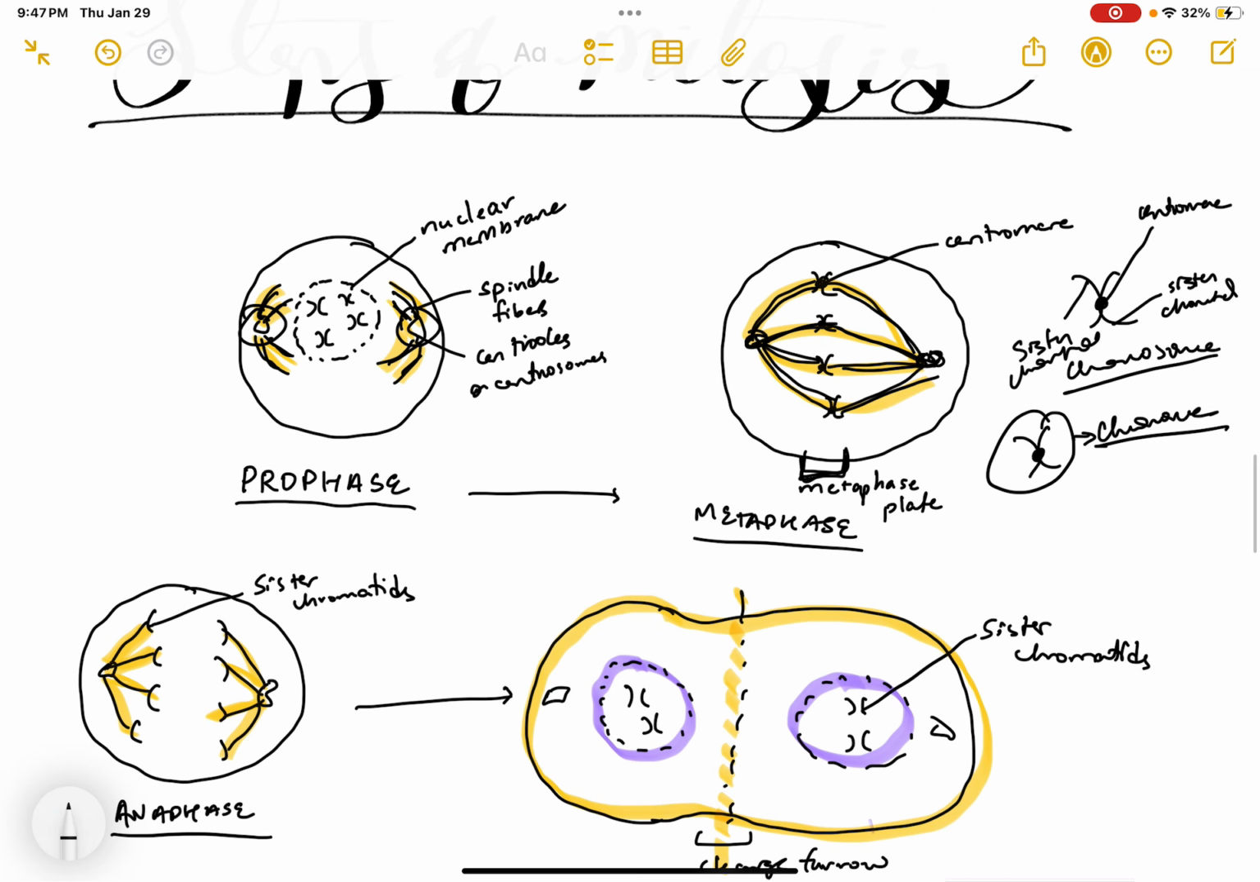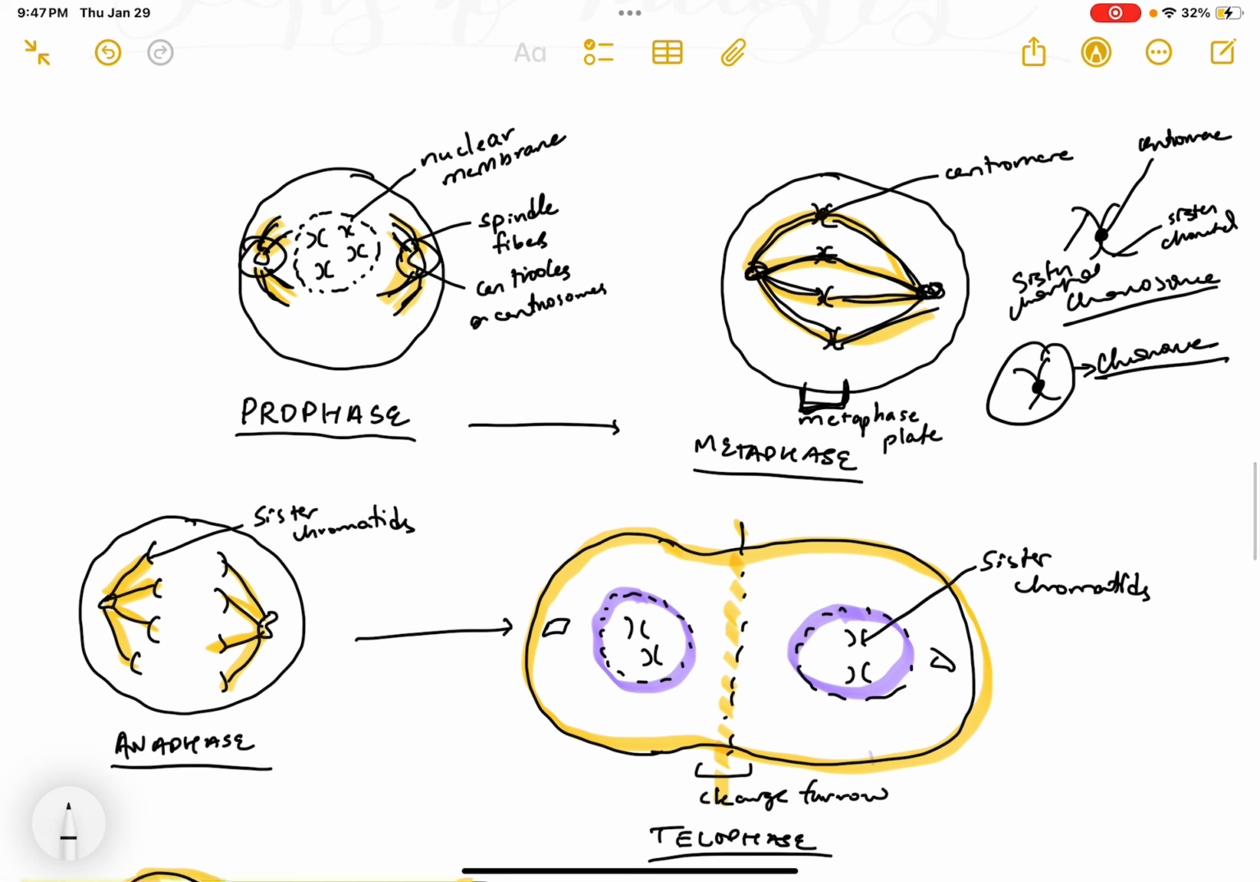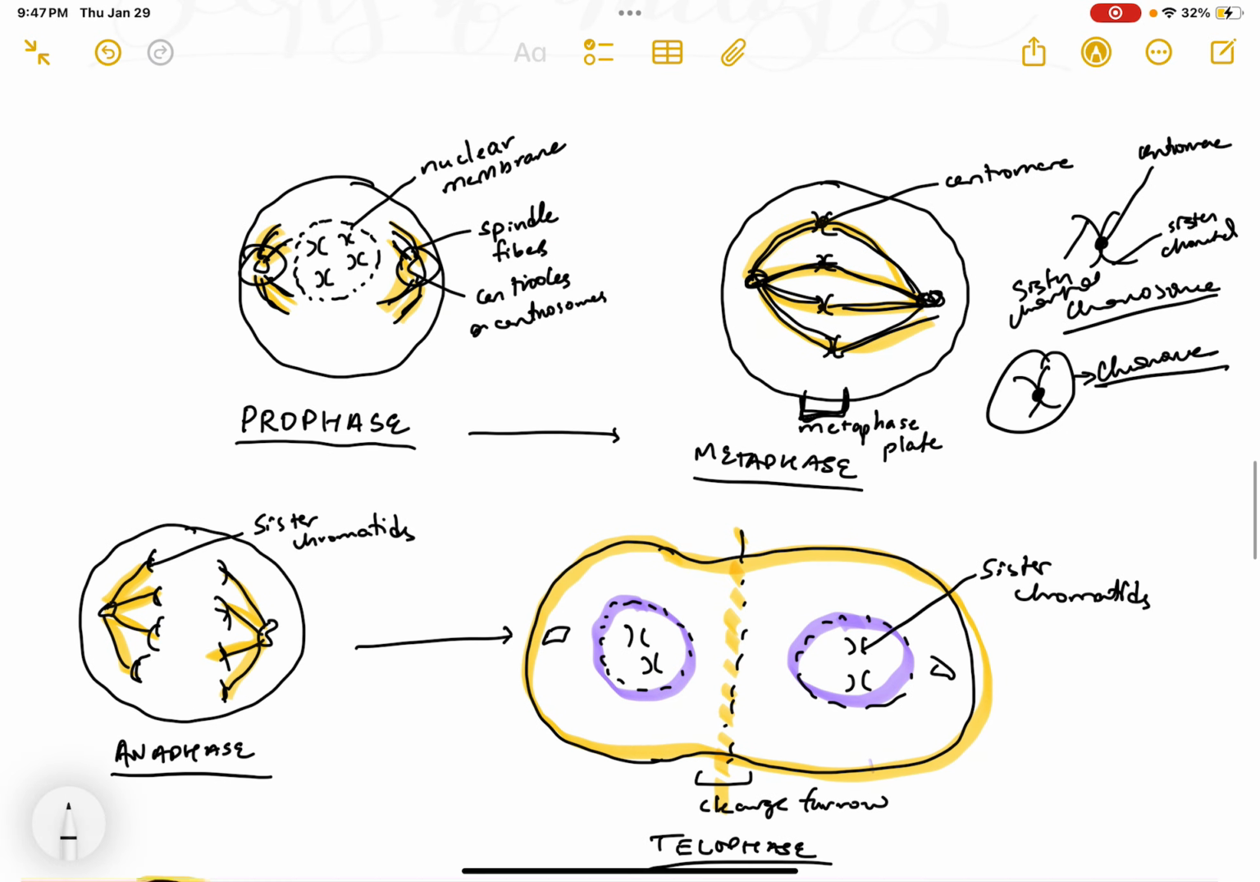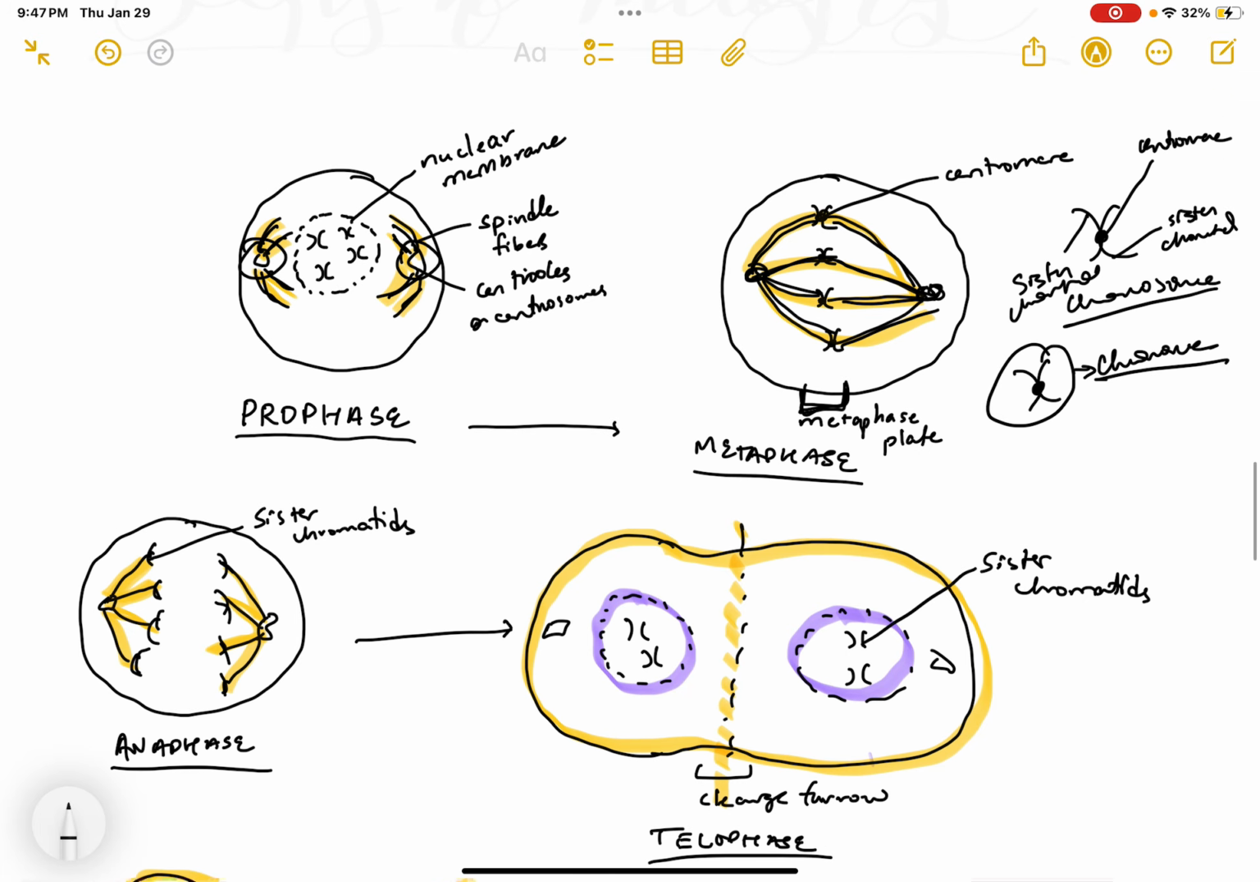Now, let's move on to anaphase. So in anaphase, what happens is these spindle fibers essentially divide the sister chromatids apart from each other, divide the chromosomes apart from each other. So we have these sister chromatids that these spindle fibers are holding onto on each side of the cell, opposite poles of the cell.